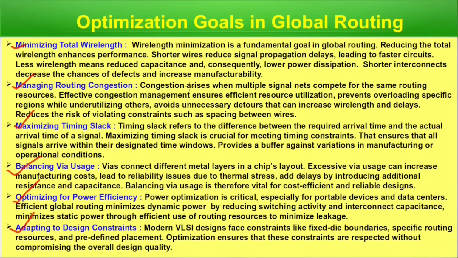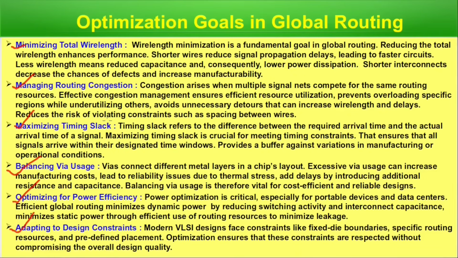Managing routing congestion. Congestion arises when multiple signal nets compete for the same routing resources. Effective congestion management ensures efficient resource utilization, prevents overloading specific regions while underutilizing others, avoids unnecessary detours that can increase wire length and delays, and reduces the risk of violating constraints such as spacing between wires. Maximizing timing slack.